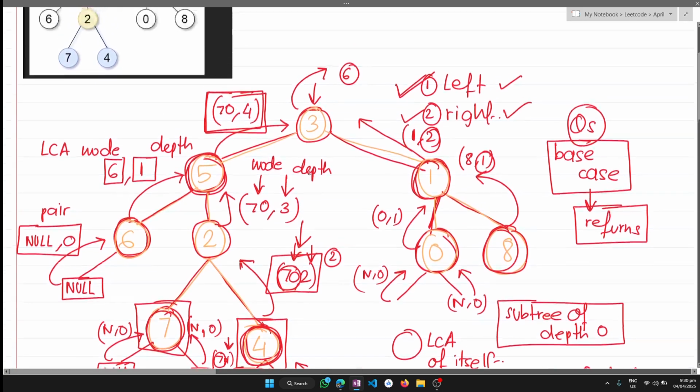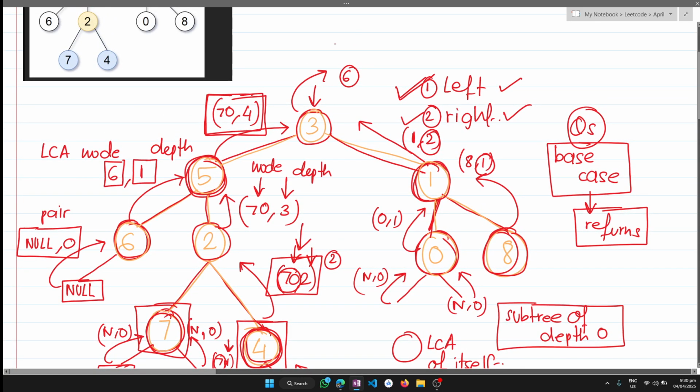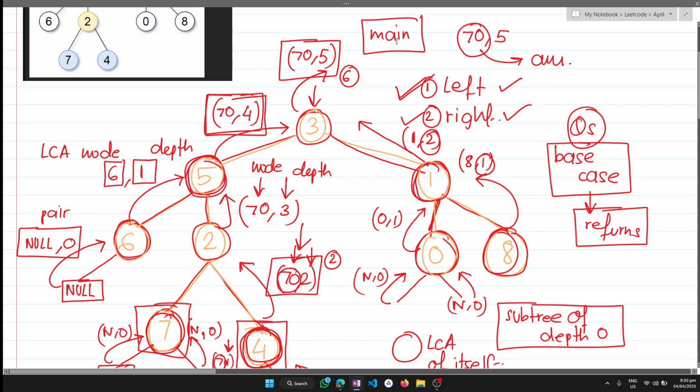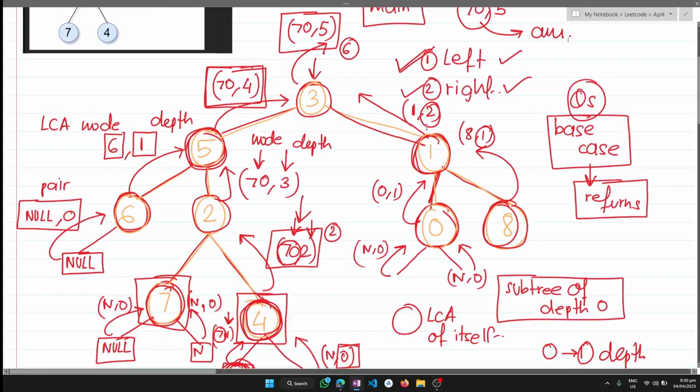So ultimately from the root, what am I going to return? From the root I am going to return 70 with a depth of 5, and this is something which I capture in the main function. After having captured it in the main function, I return this as my answer. As simple as that. So have a look at this process again.